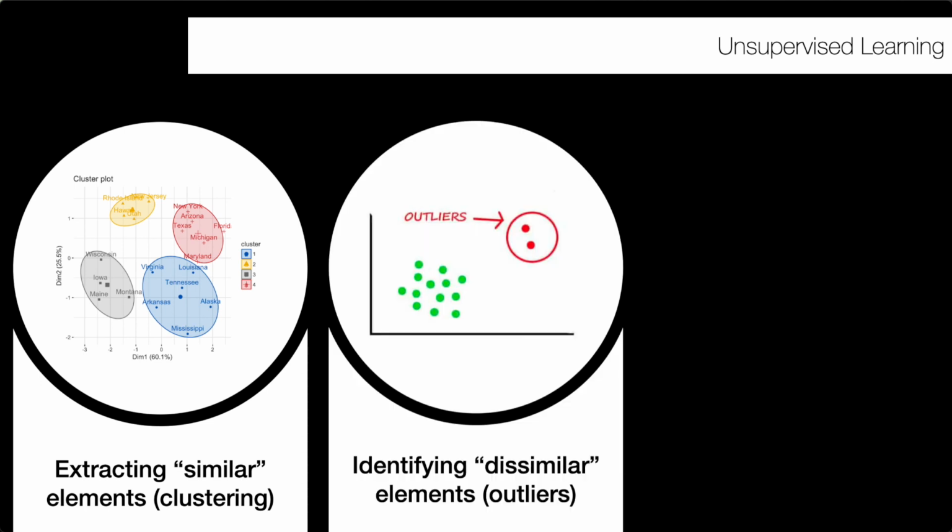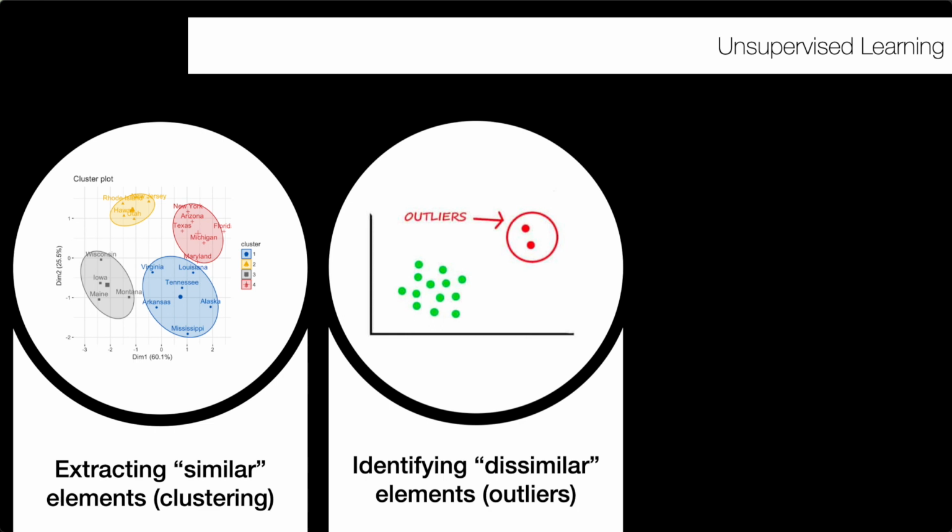So there are a number of different kinds of machine learning, both in the unsupervised and supervised case. In the unsupervised case, when we talk about extracting structure, one kind of structure might be extracting elements that are similar. So grouping elements together that are more similar to each other than they are to other points. This is generally the clustering task.